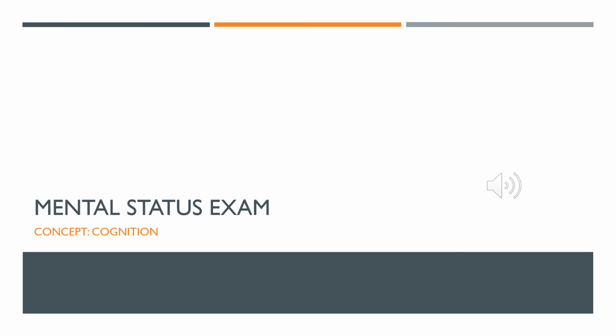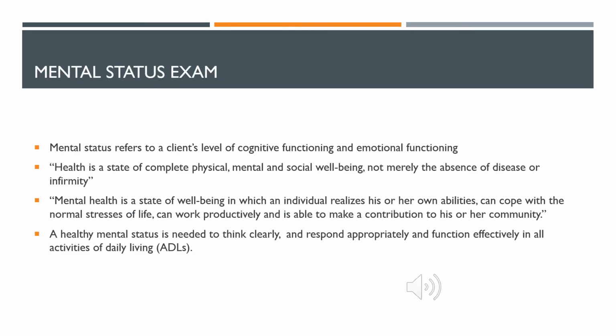Now let's look at the exemplar mental status exam, again, under that concept of cognition. Mental status refers to a client's level of cognitive functioning and emotional functioning. What I mean by that is cognitive functioning is the client's thinking, their knowledge, their ability to problem solve. Their emotional functioning are their feelings, their mood, their behaviors.